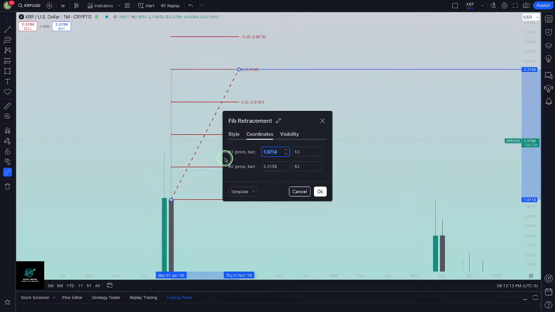I'm going to go to my settings, and I'm going to show you my Fibonacci settings. I'm not going to talk about them all right now, but y'all can screenshot it, y'all can take notes, whatever y'all do. I'm about to show you my Fibonacci settings.